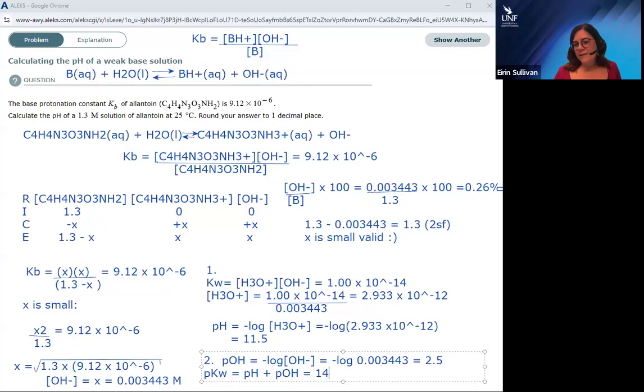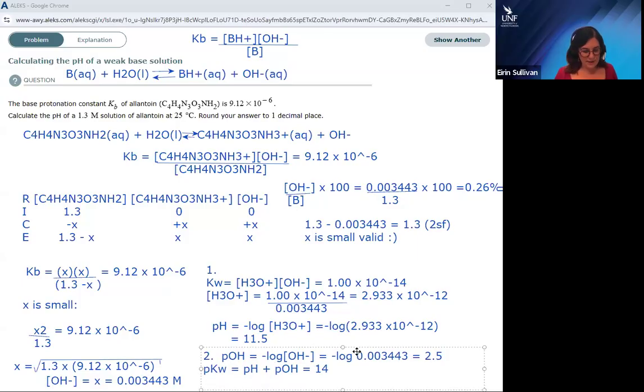So the math is a little bit simpler if you do it this way around, but it is a little bit error prone, because now I can work out my pH is just 14 minus the pOH that I just calculated. So 14 minus 2.5 is going to give me that 11.5. So you can do it either way. Whatever works for you will be fine. Just pick a method that works for you and stick to it.